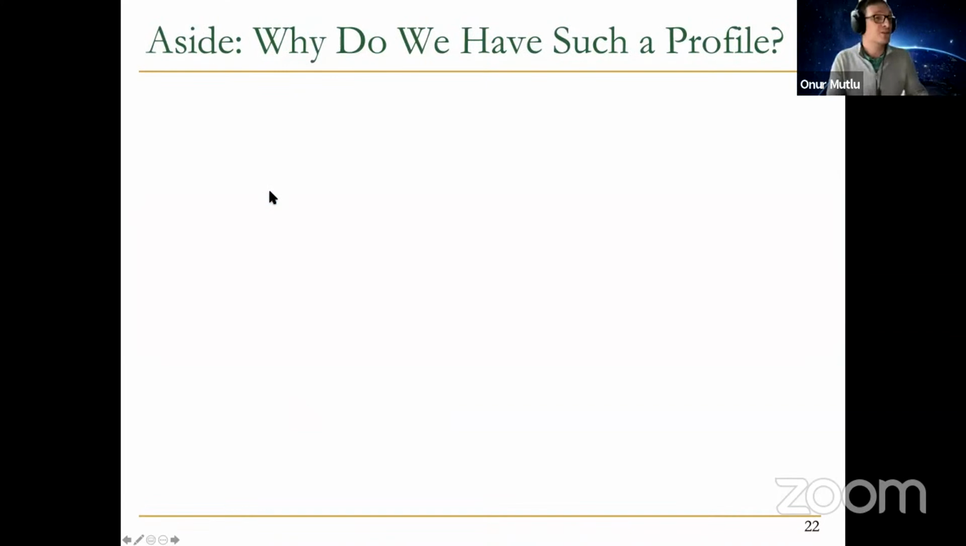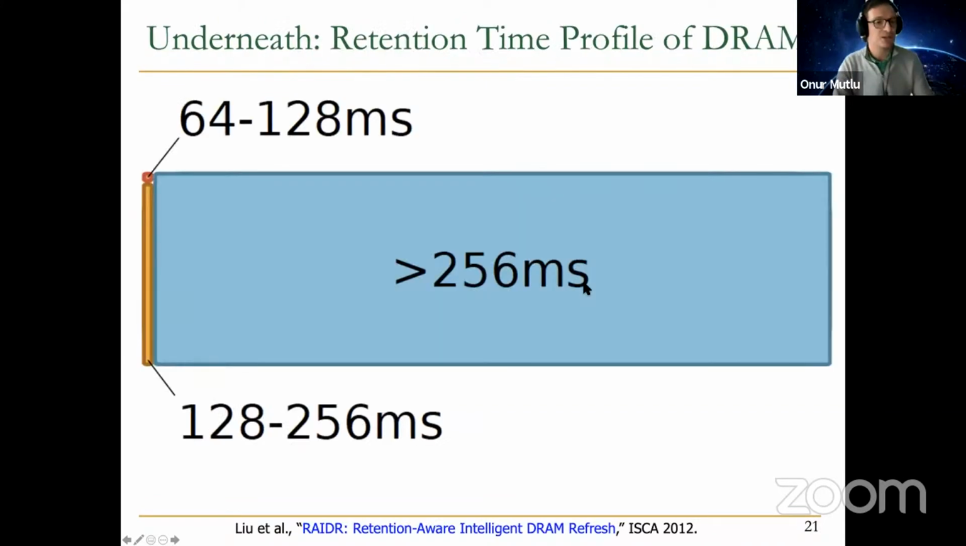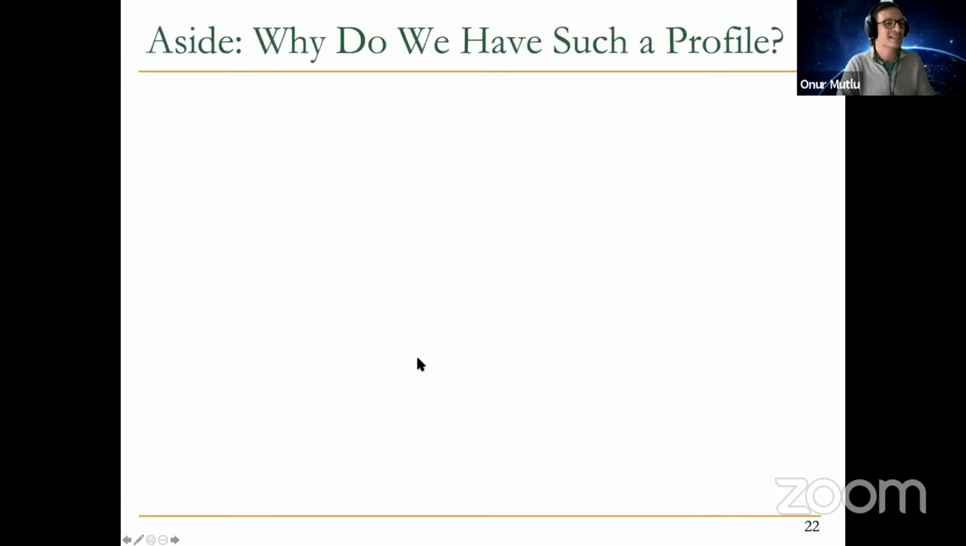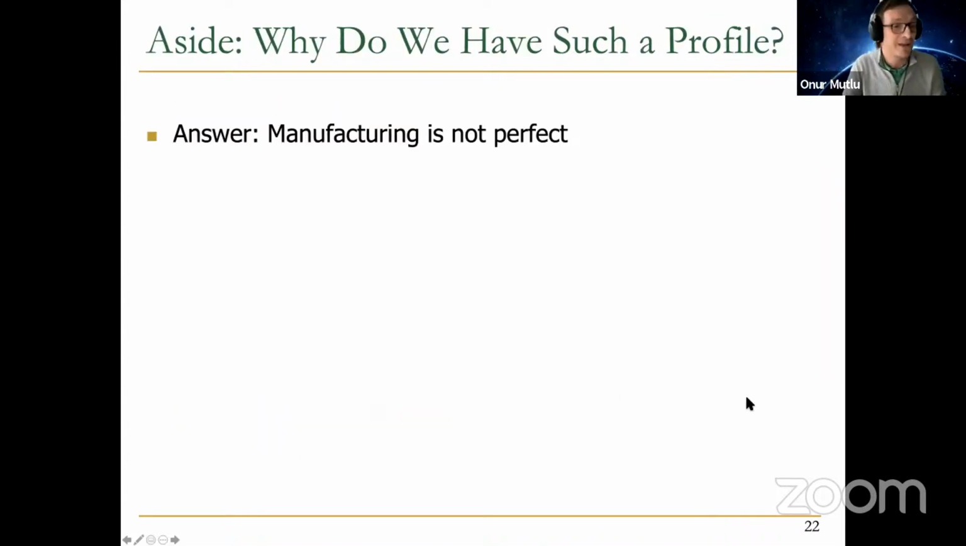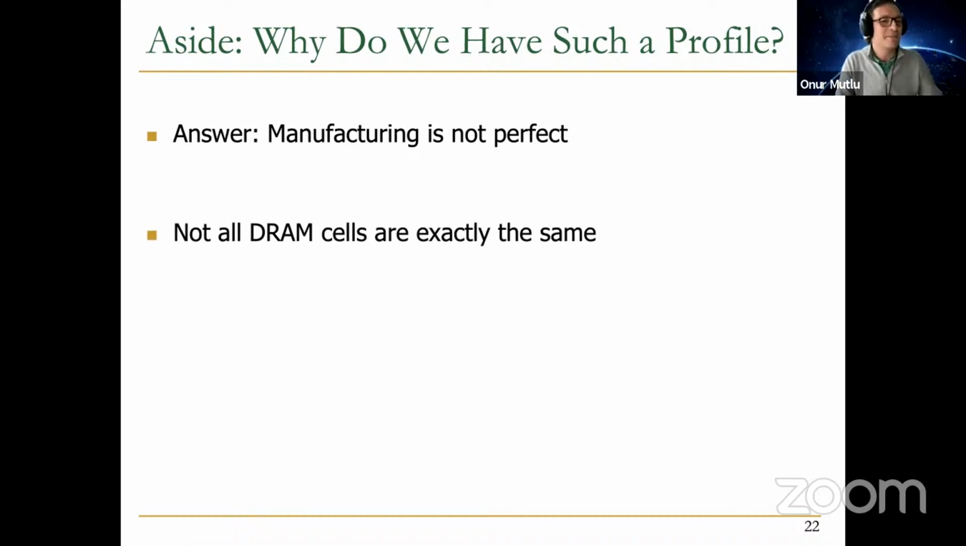Okay, so now the next question could be, why do we have such a profile? I figured out after a lot of testing that this is the case. But why is this the case? And the answer is manufacturing is not perfect. Basically, nothing in manufacturing is perfect, and DRAM is not something different. It's manufactured, right? And it has devices that are vulnerable to variation in manufacturing.